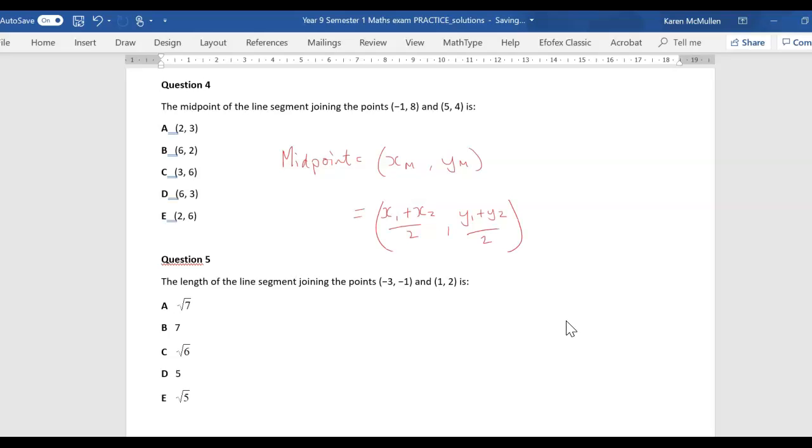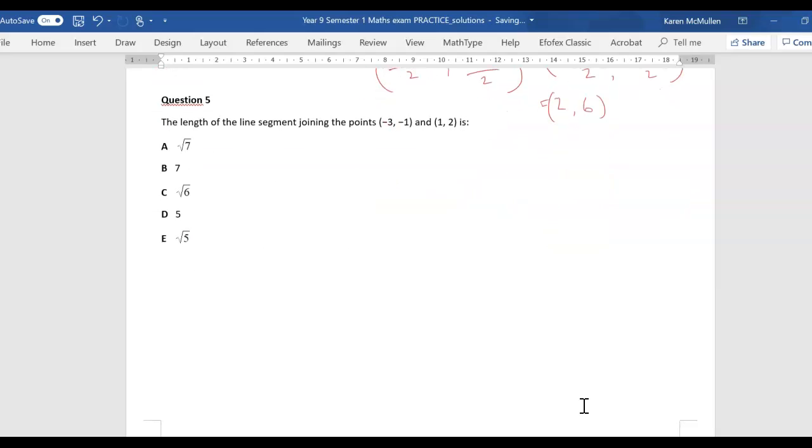So with these points up here, I'm going to call them x1, y1, and x2, y2. All right, so we're adding our x's together. So -1 plus 5 divided by 2, and then add our y's together. So 8 plus 4 divided by 2. All right, so we're going to have -1 plus 5 is 4. 4 divided by 2 is 2. 8 plus 4 is 12. 12 divided by 2 is 6. So our answer for that one is 2, 6, which is E.